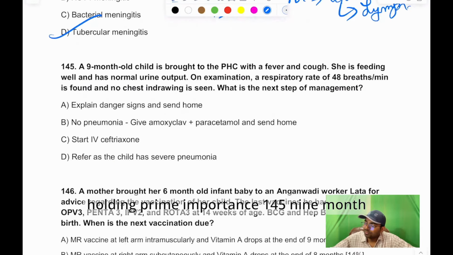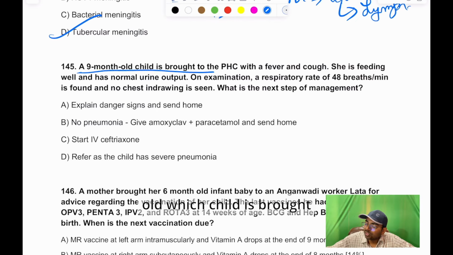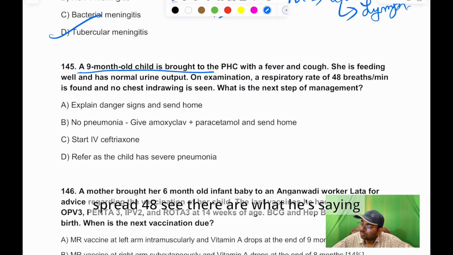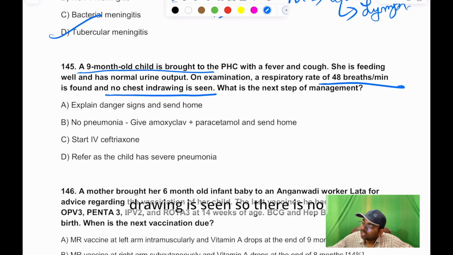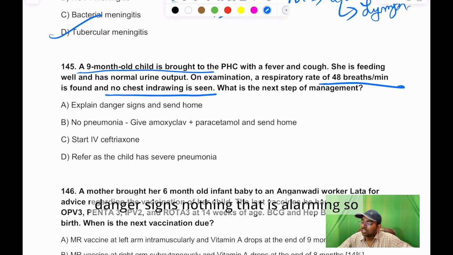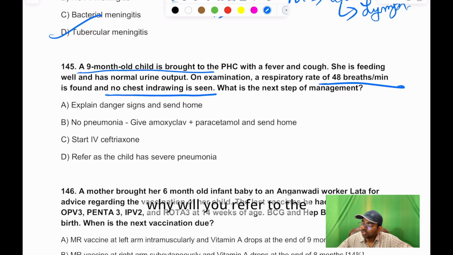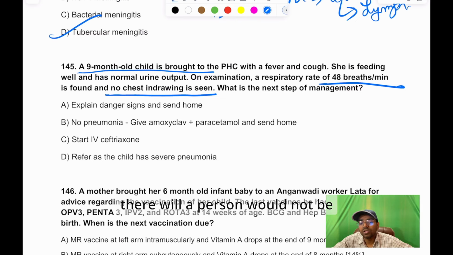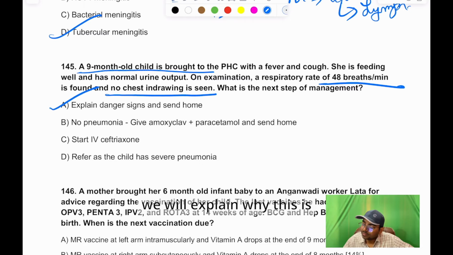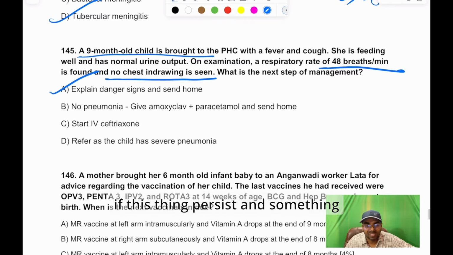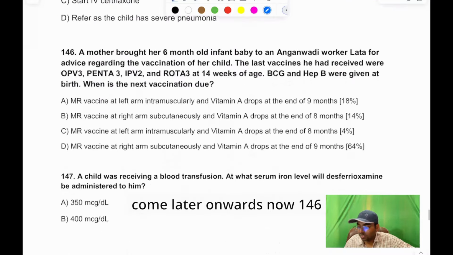In 145, a 9-month-old child is brought to the PHC, she is feeding well, respiratory rate 48. See, what it is saying is no chest indrawing is seen, so there are no danger signs. There is nothing that is alarming. So why will you refer her above if she can be treated? A patient would not be unnecessarily referred because it involves huge loss of livelihood and daily income, that too for the poorest section of society. So we will treat her, fine. If this persists and something happens, then you can come later on. Now 146.